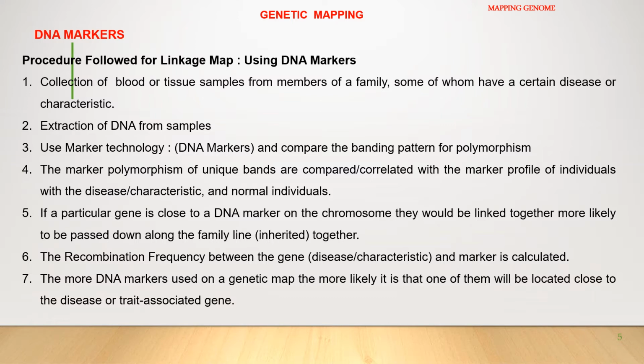Markers that are in near proximity to the gene for the disease would be linked together and inherited together. Recombinants are analyzed and recombinant frequency is calculated between the DNA marker and the gene for the disease. Large number of markers are used and it is likely that one among them would be in close proximity to the trait associated for the disorder or disease.